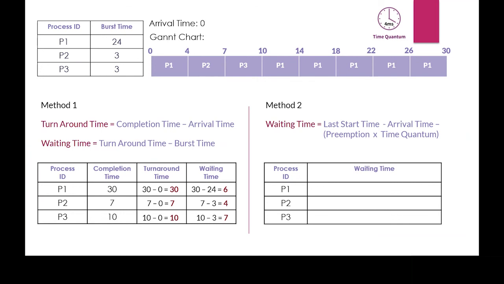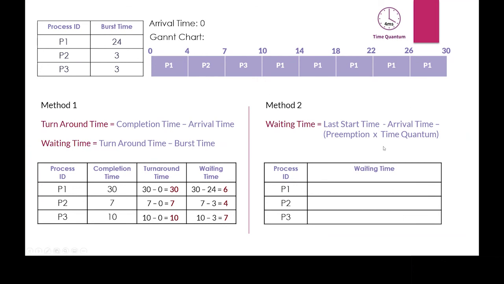So this second method looks complicated, but it's really not. So what if you just need to compute the waiting time and not the turnaround time? That is why we have this second method, which only computes the waiting time, and you don't need to compute the turnaround time. So for us to compute the waiting time, here is the formula, right?